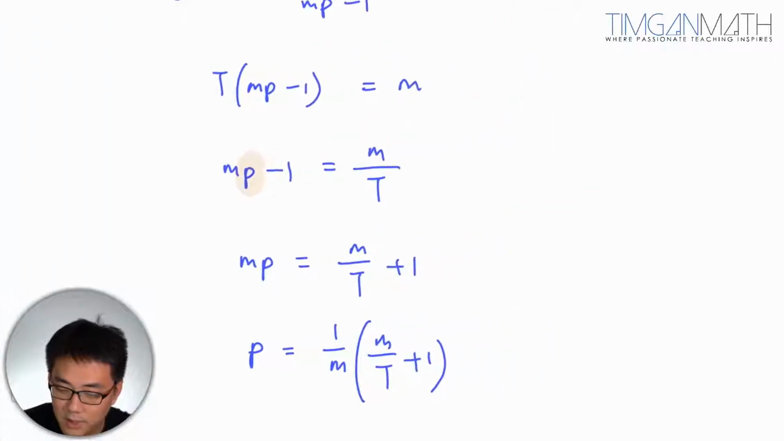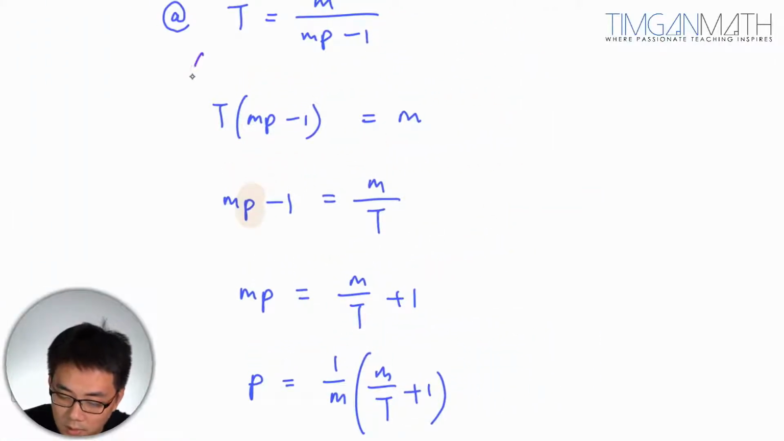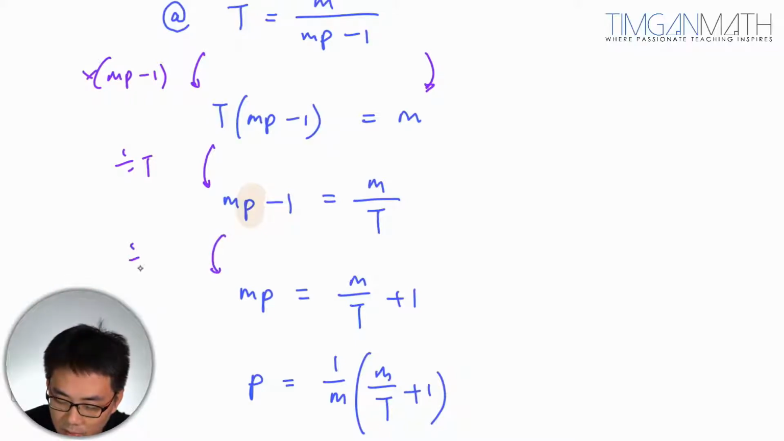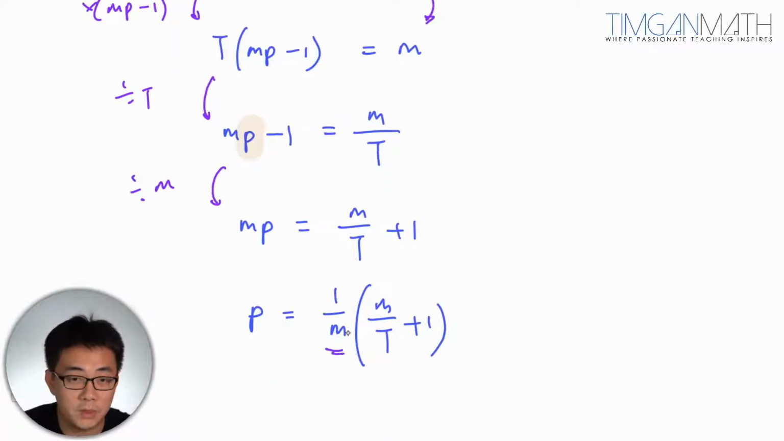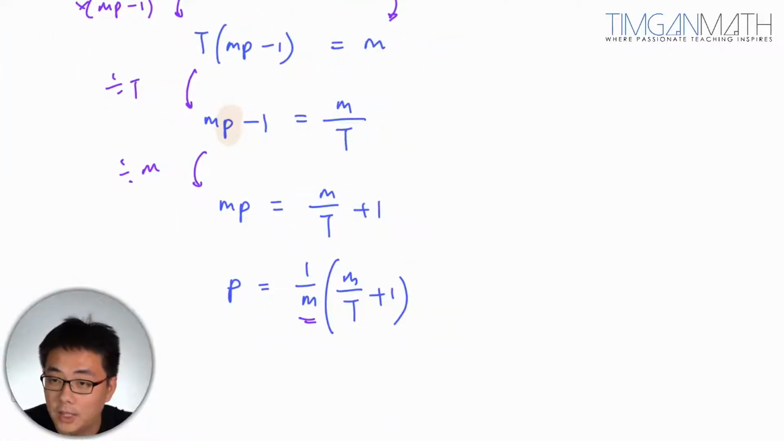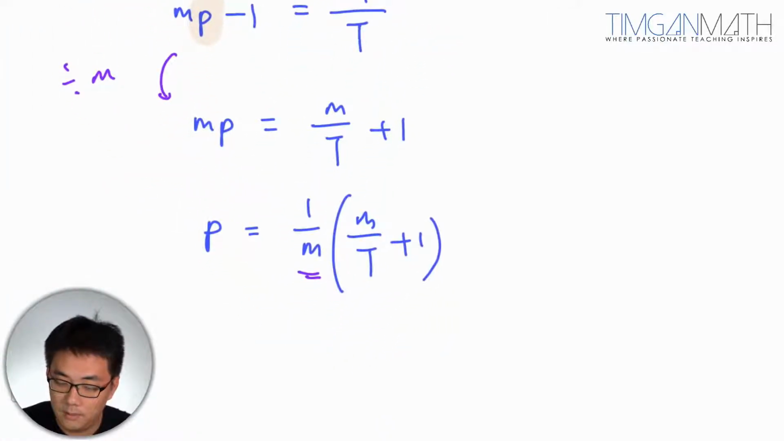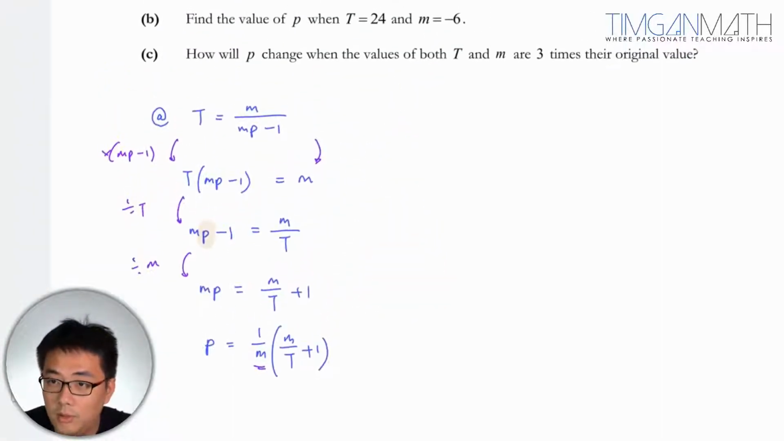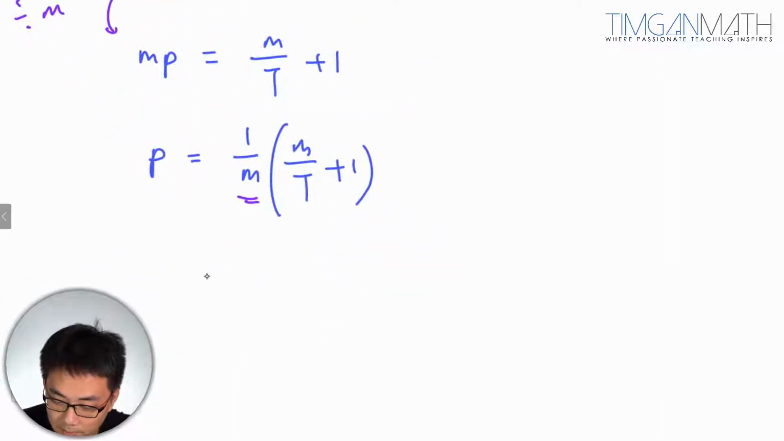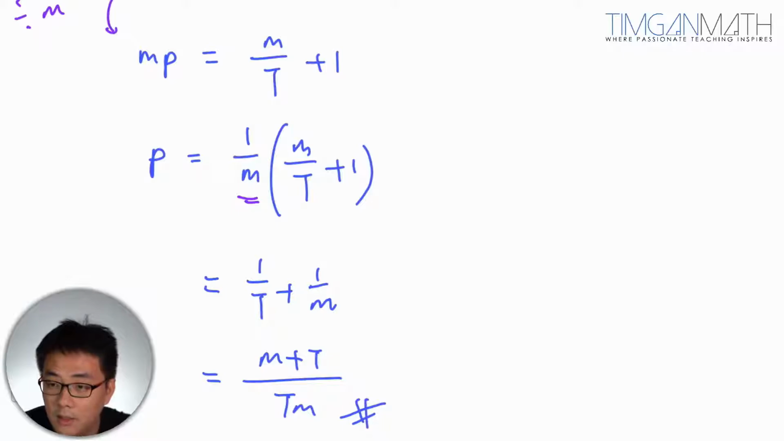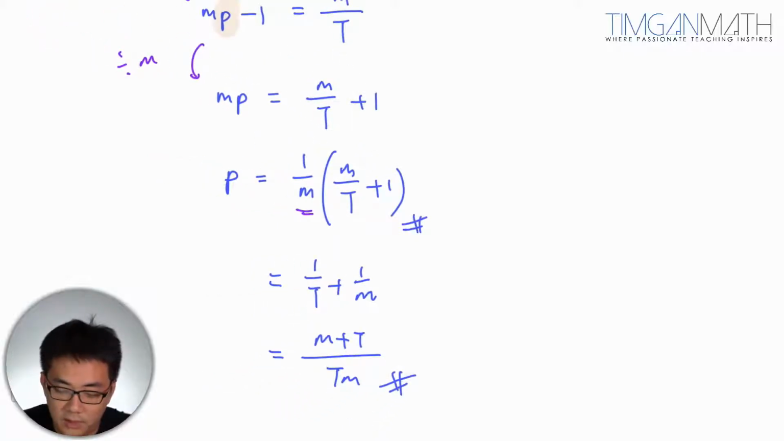Let me just write down what I'm doing here. Multiply both sides with mp minus 1, then divide both sides with t, then divide both sides with m. When you divide, just remember this becomes the denominator. So this is how you express p, but if you want to make it a common fraction, you could write it as 1 over t plus 1 over m. So this will be m plus t over tm. But you could just leave it as such, it's fine also.